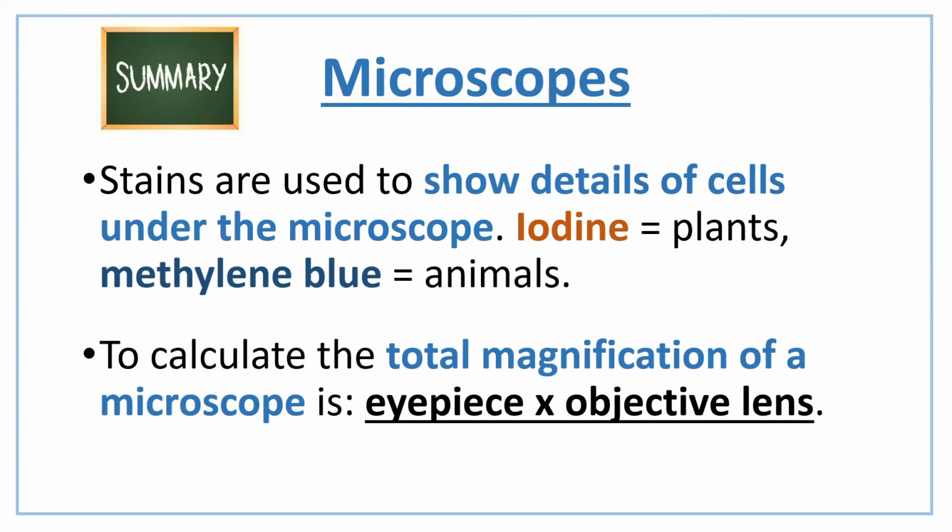And then to summarise everything, stains are used to show the detail of cells under the microscope. We use iodine for plants and methylene blue for animals. And then to calculate the total magnification of a microscope, you use the eyepiece times the objective lens. Okay, and sometimes you may be asked to work backwards. So you need to remember, if you're given the total magnification, then you're dividing instead of multiplying.